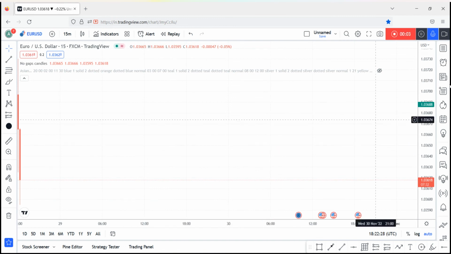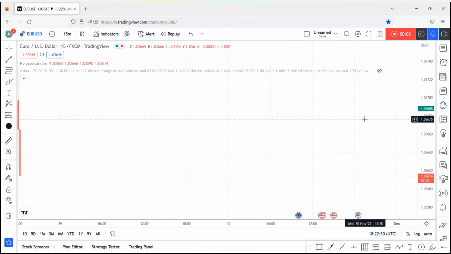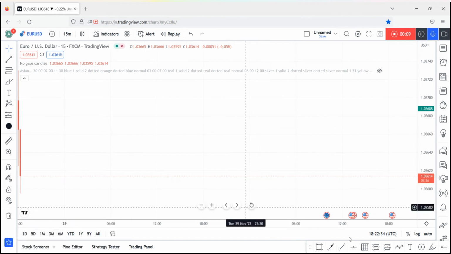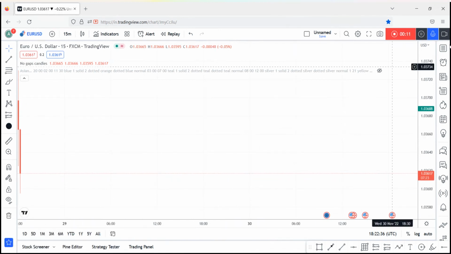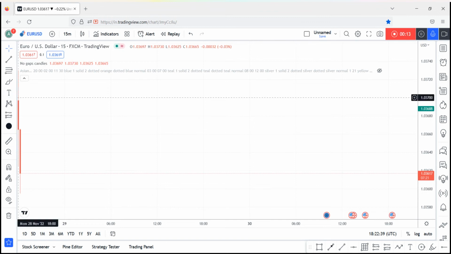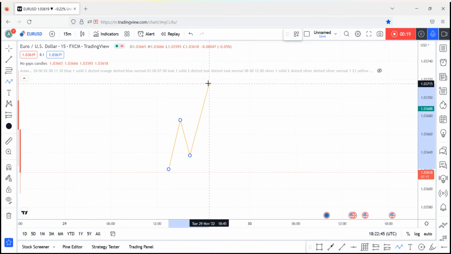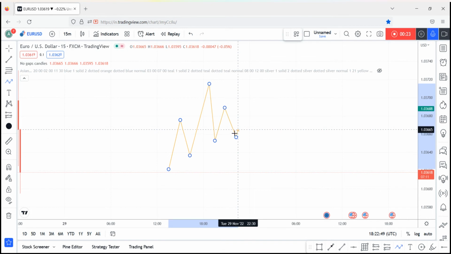And in this video, we are going to learn how you can spot the liquidity and how you can become more profitable just by spotting the liquidity. So let's imagine, guys, the market is going up, right? And the market is just moving like this, okay?